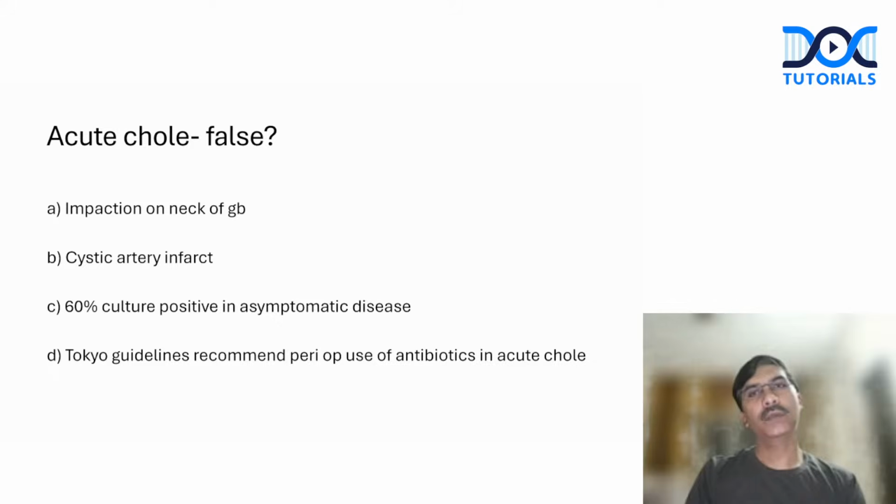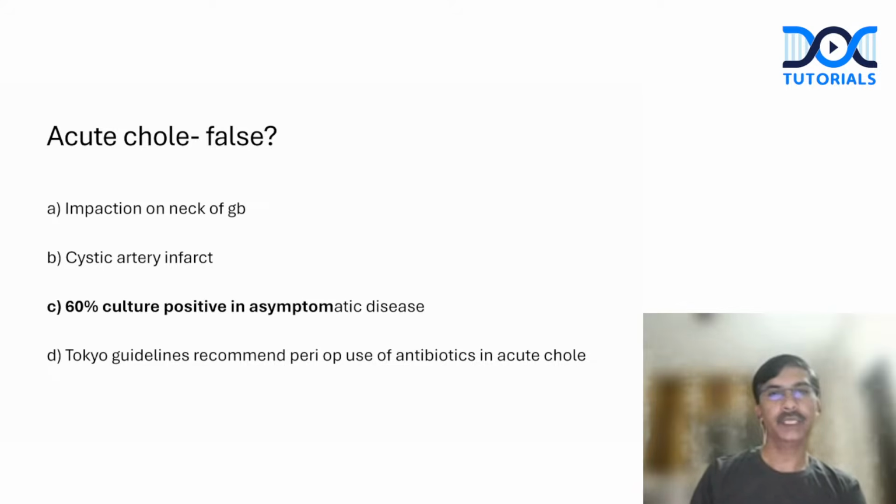So, which among the following is false with regard to acute cholecystitis? Impaction of stone in the neck of the gallbladder. Cystic artery infarction. Seen 60% culture positive in asymptomatic cases. Tokyo guidelines recommend perioperative use of antibiotics in acute cholecystitis. See, many may have bacteremia when they develop choledocholithiasis or acute cholecystitis, whereas in asymptomatic cases, they are not positive. The bile is not infected.